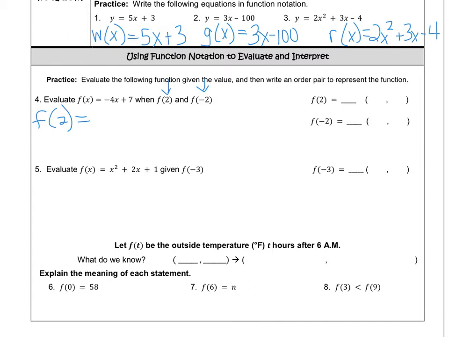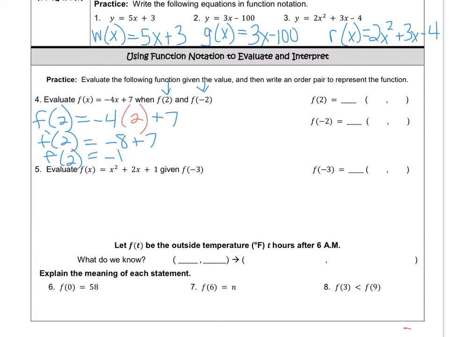So let's go ahead and just do this. Negative 4, but instead of x, I'm going to plug in a 2. Plus 7. Okay, so my output, my y equals negative 4 times 2 is negative 8 plus 7. So my output, my y, equals negative 1 when my x equals 2.